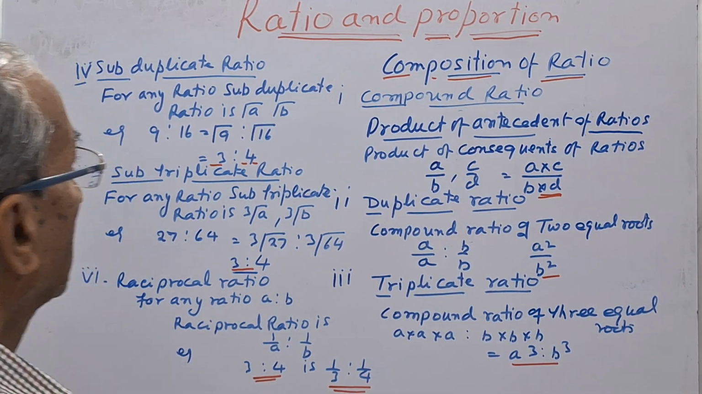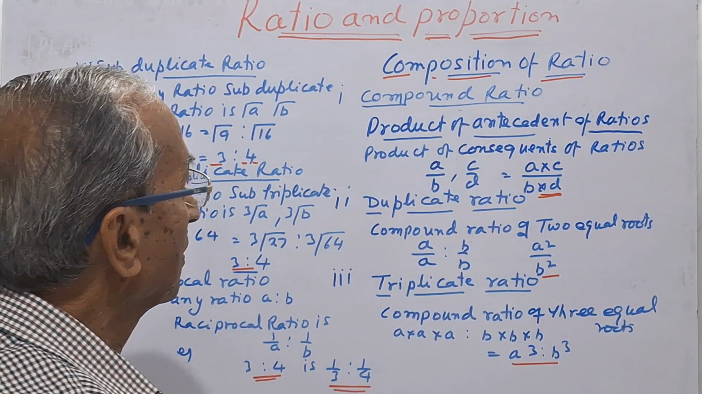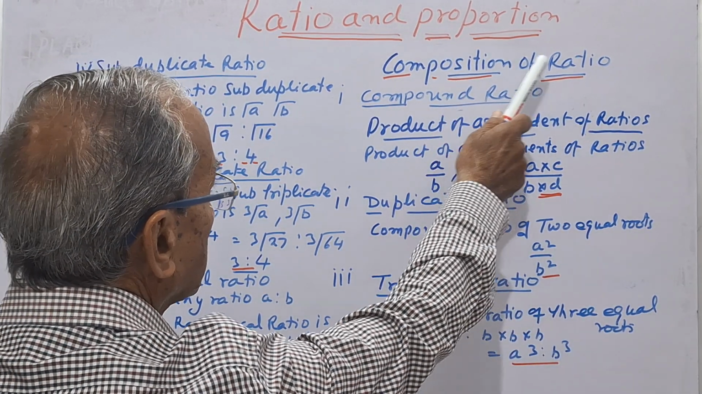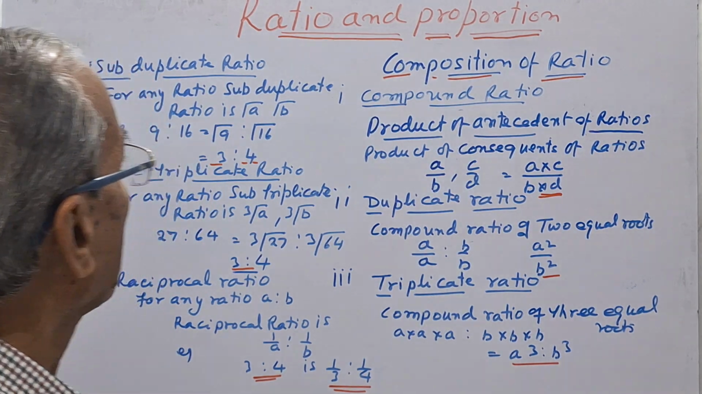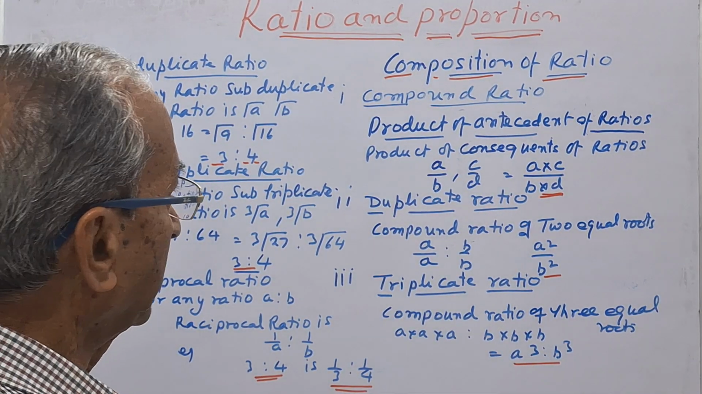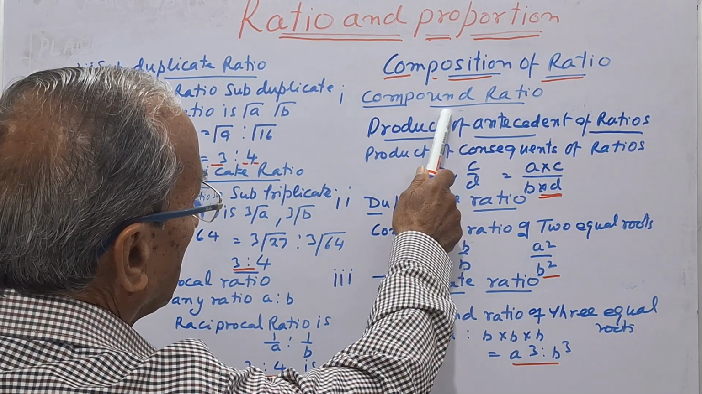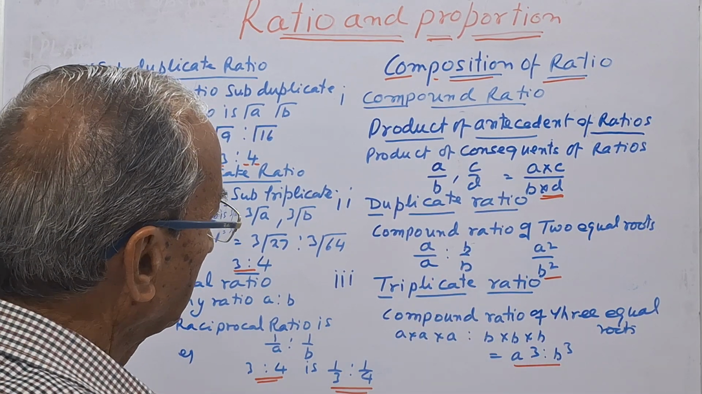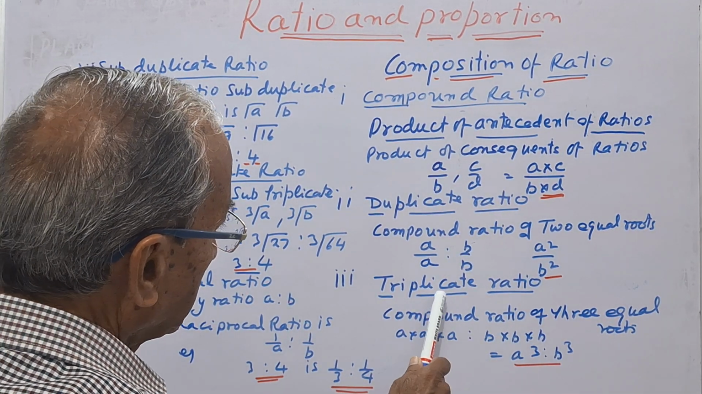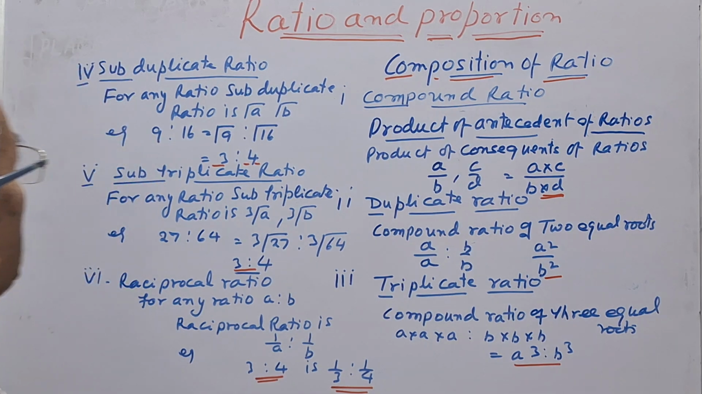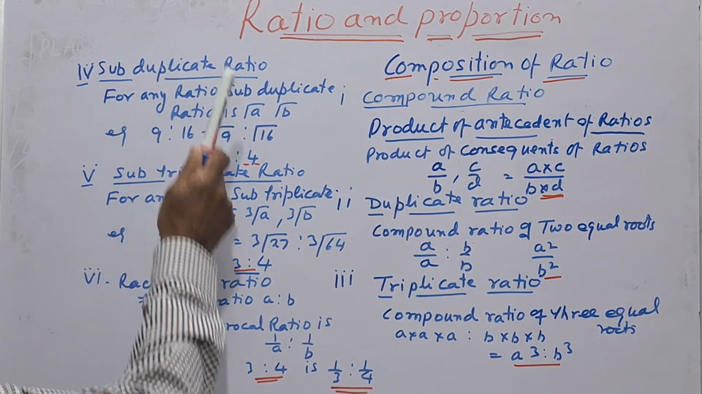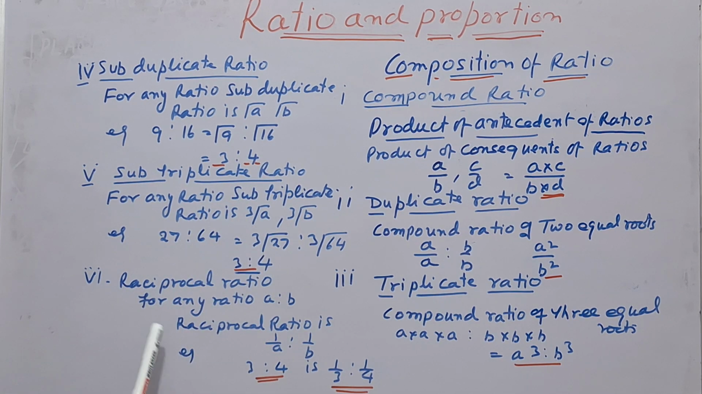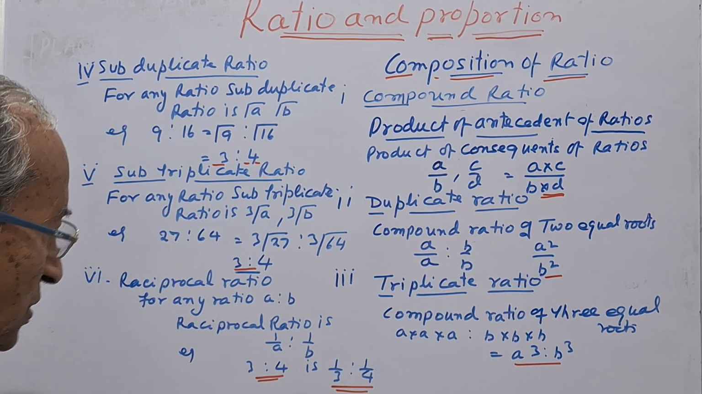Today, in ratio and proportion, I will explain some compositions of the ratio. Composition of ratio means: what is compound ratio, what is duplicate ratio, what is sub-duplicate ratio, and reciprocal ratios.